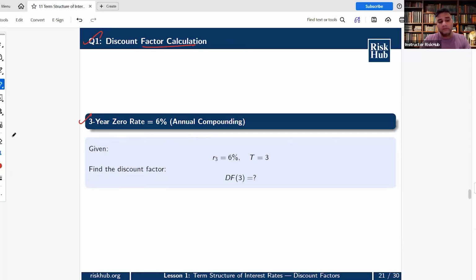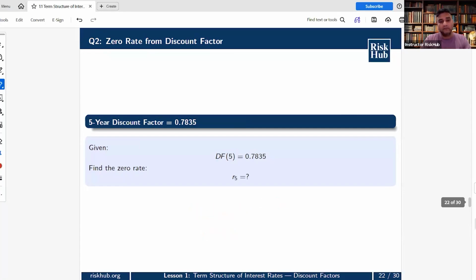R sub 3 equals 6% and capital T equals 3. DF of 3 equals what, right? So DF of 3 will be equal to, how do you solve it? It's pretty straightforward, right? You have to do 1 divided by 1.06 raised to power 3, which gives 0.8396, right? That's how it is done. So pretty straightforward. You don't have to think too much here. So pretty standard way of solving.